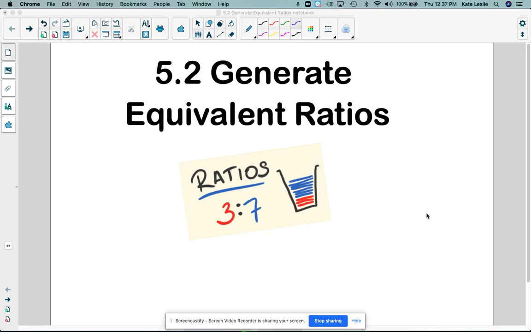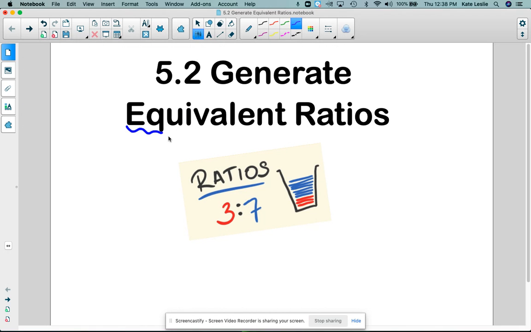Everyone. Today we're going to be talking about 5.2, which is generating equivalent ratios. We have actually briefly talked about this, but the first thing I want to talk about is this word equivalent and what that word actually means. Equivalent means equal. So although sometimes in math we might see things that have different numbers, if we simplify or find an equivalent ratio to it, it's actually equal to the original. So let's go ahead and get started.